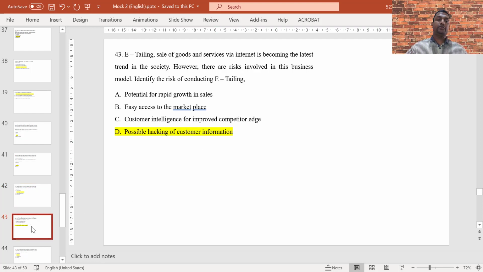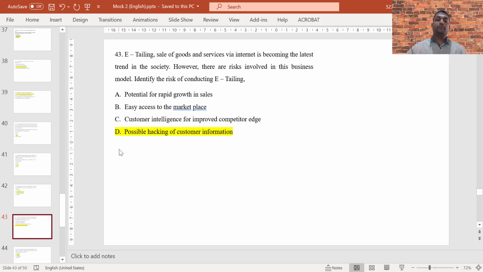Let's move on to question number 43. E-tailing or electronic retailing, sale of goods and services via the internet, is becoming the latest trend in society. However, there are risks involved in this business model. Identify the risks of conducting e-tailing. So e-tailing means electronic retailing. There are 4 things mentioned here: potential for rapid growth in sales, easy access to marketplace, customer intelligence for improved competitive edge. All these 3 are actually the benefits, right? These are not risks, these are good things.